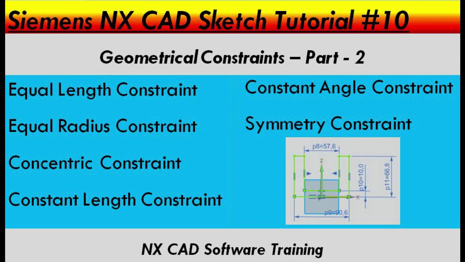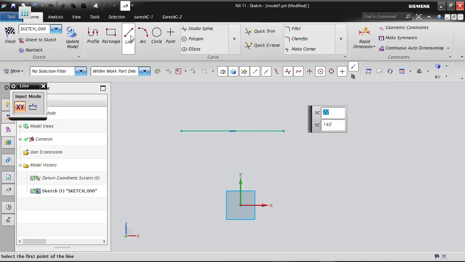Let's move on to the topic. We'll start with the equal length constraint and equal radius constraint, concentric constraint, constant length constraint, constant angle constraint, and symmetric constraints. Let's talk about the equal length constraint.